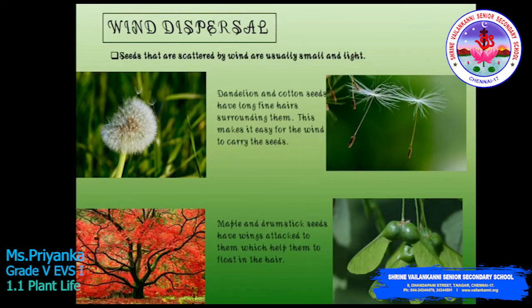Example: dandelion and cotton seeds have long fine hair surrounding them. This makes them easy to carry away. And some seeds like maple and drumstick have wings attached to them which help them to float in the air. See, I've given four pictures. First is the dandelion. See the fine hair that is present in the dandelion seed which will help it fly easily. And below it is the maple seed and it has wings.